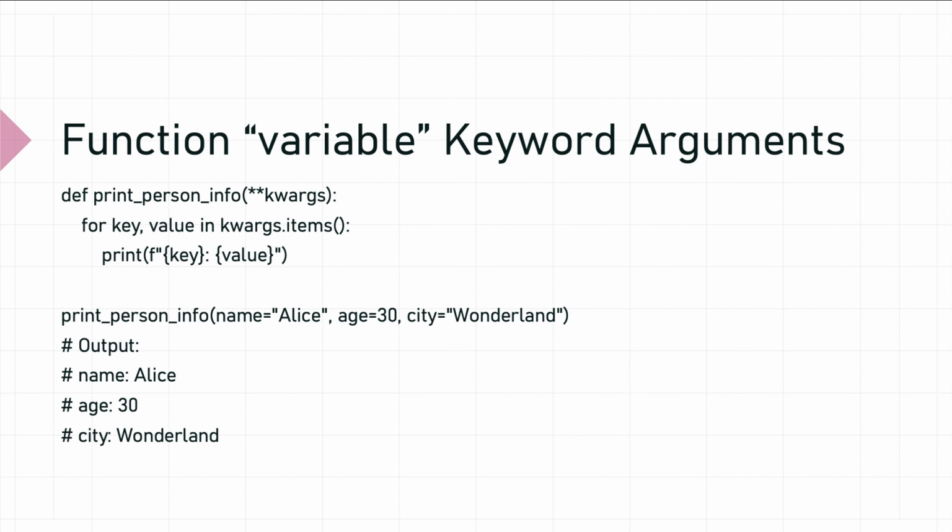So here's a code example. In this code example, the printPersonInfo function can accept any number of keyword arguments, and it prints them out as key value pairs. So when I call this function, I pass it 3 key value pairs, name is equal to Alice, age is equal to 30, and city is equal to Wonderland. And when I run this, I get a loop of the key values from this dictionary. I could also have passed any number of key value pairs, and the function would have processed them successfully.